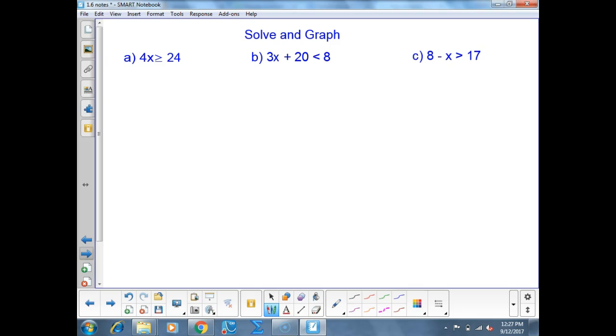Okay? So, on this first one, the very first thing that I would do is I would divide both sides by 4. Now, you may ask yourself, I'm dividing. I need to flip that sign. But do we have to do that? We're dividing by a positive number. So I don't have to flip that sign. Okay? So this then becomes x is greater than or equal to 6.